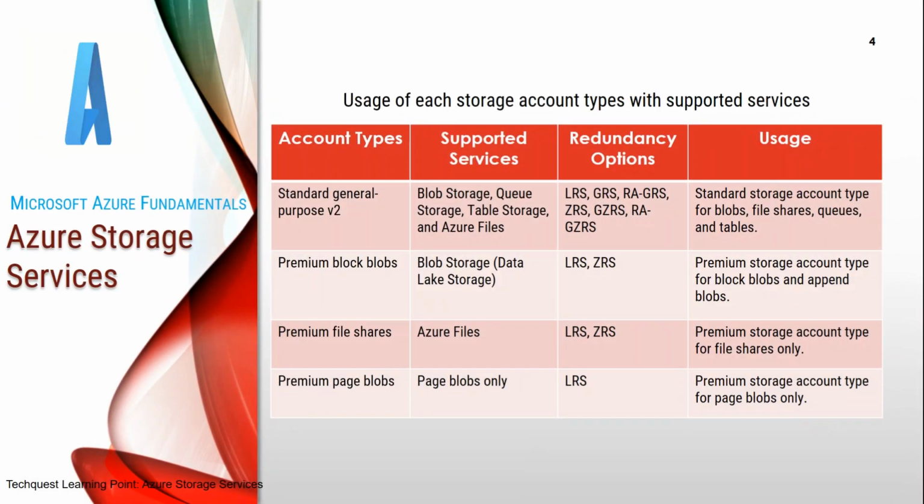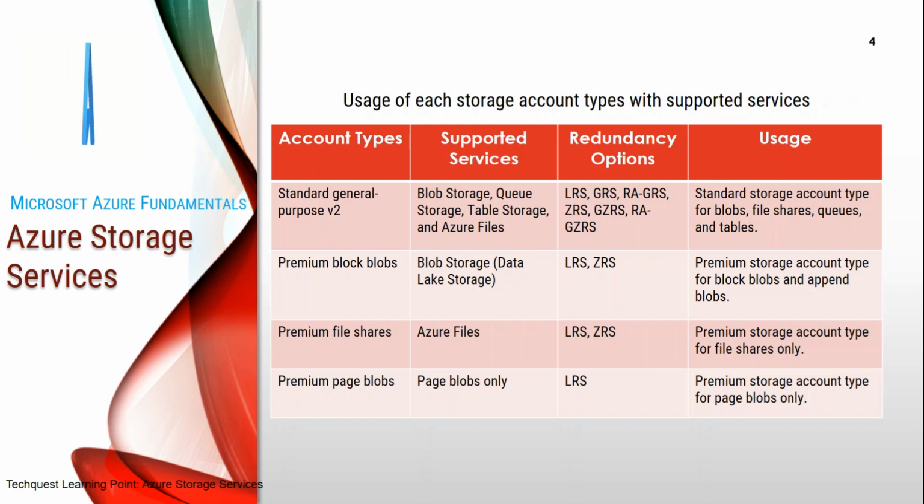Now I want to discuss the uses of each storage account type with its supported services. Account type: standard general purpose v2. Supported services: Blob storage including Data Lake Storage, Queue storage, Table storage, and Azure Files. Redundancy options: LRS, GRS, RA-GRS, ZRS, GZRS, RA-GZRS. Uses: standard storage account type for blobs, file shares, queues, and tables.